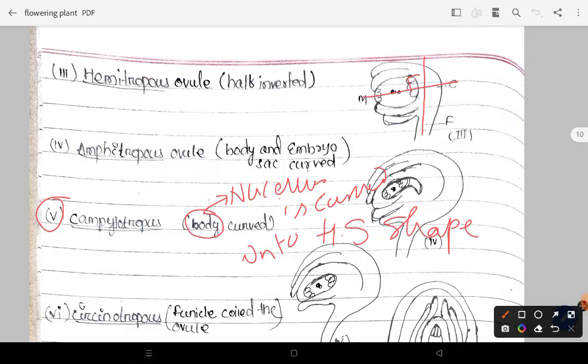So this is all about the campylotropous. Then comes amphitropous. Amphi means both, so here the body along with the embryo sac becomes curved into a horseshoe shape, so it is called amphitropous.